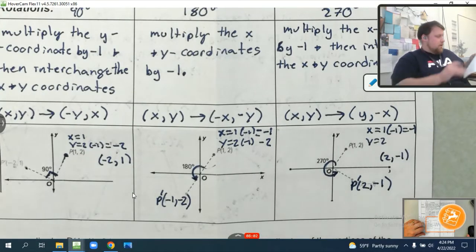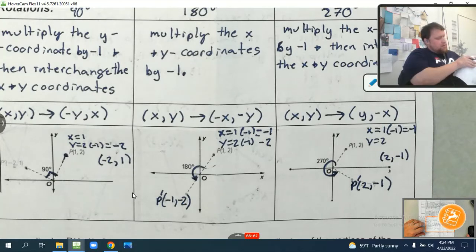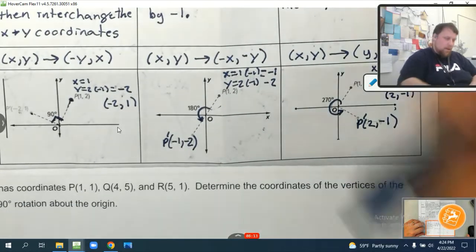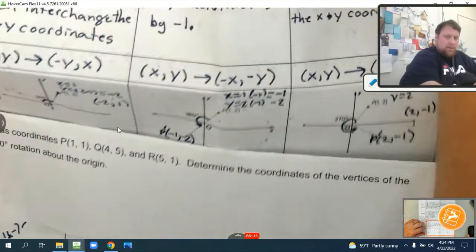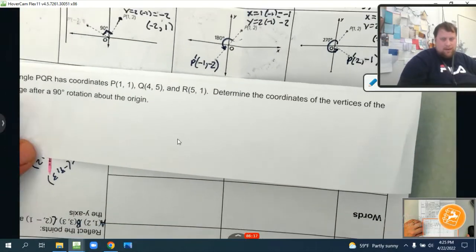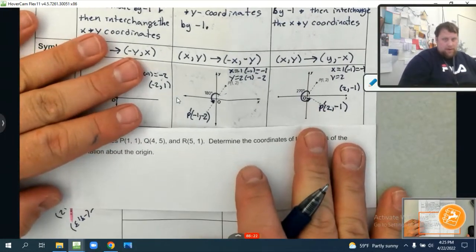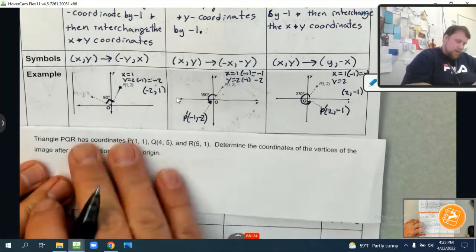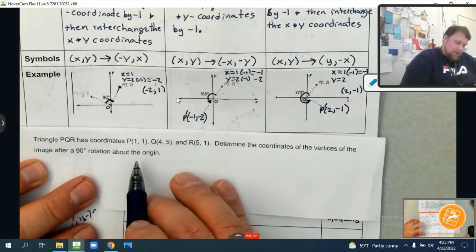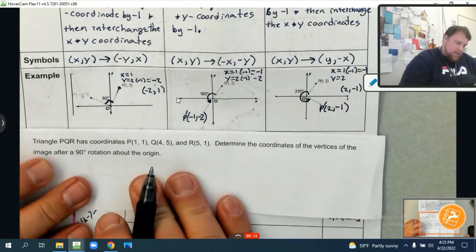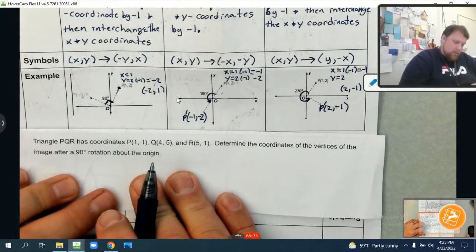Okay? So we are going to take a look at this question right down here. The way I'm doing today's lesson, I know it feels a little strange because I got to fold all sorts of papers just for the sake of getting you the information, right? What does it say? It says triangle PQR has points P(1, 1), Q(4, 5), and R(5, 1). Determine the coordinates of the vertices' image after a 90-degree rotation.